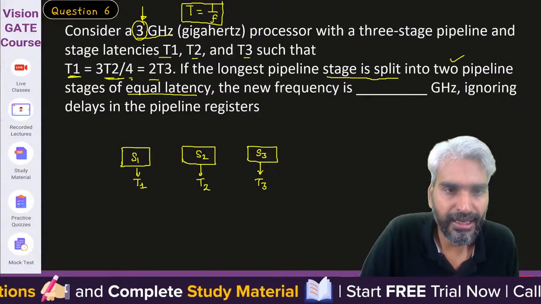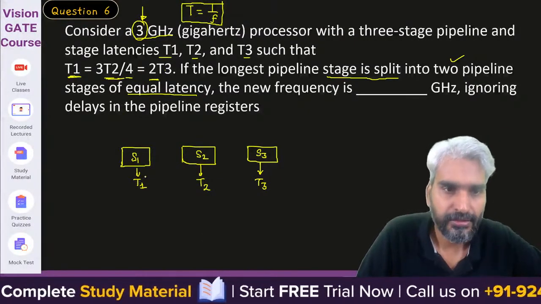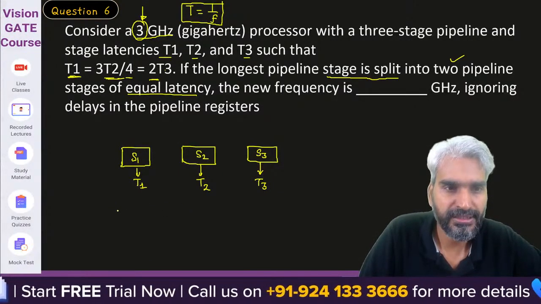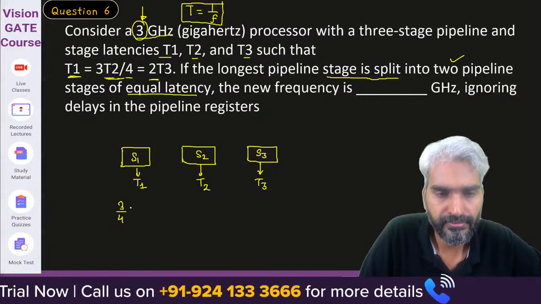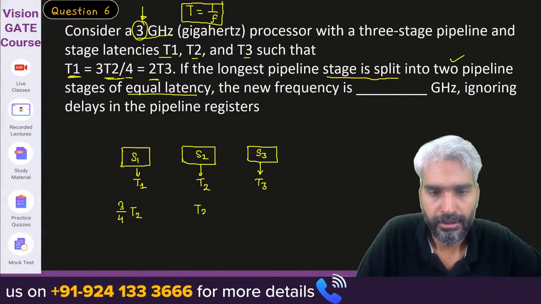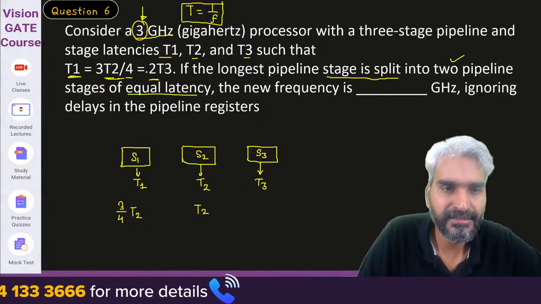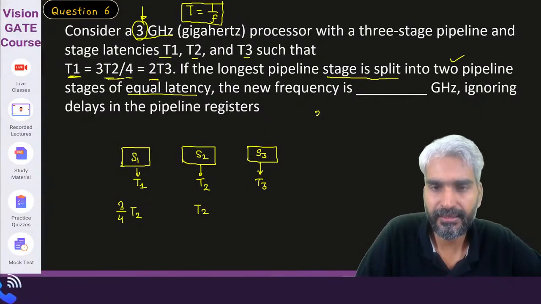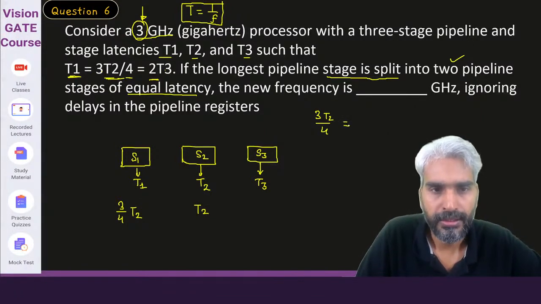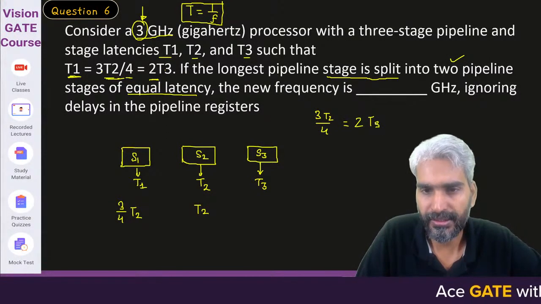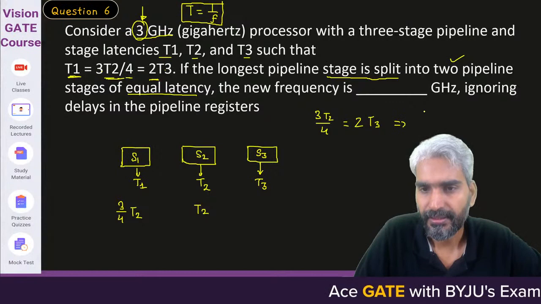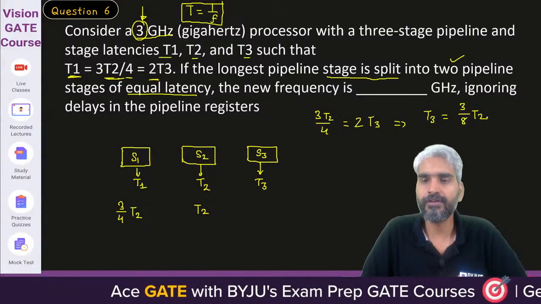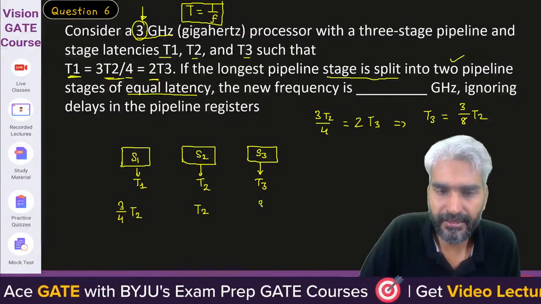I hope these values are correct. I am not doing anything wrong. T1 equals 3 T2 by 4, so it's basically 3 by 4 T2. Or basically you can say 3 T2 by 4 is actually 2 T3. So what will be the value of T3? The value of T3 will eventually become 3 by 8 T2.